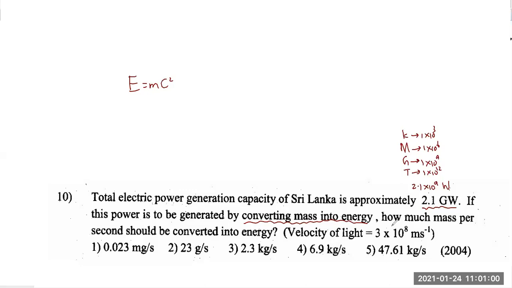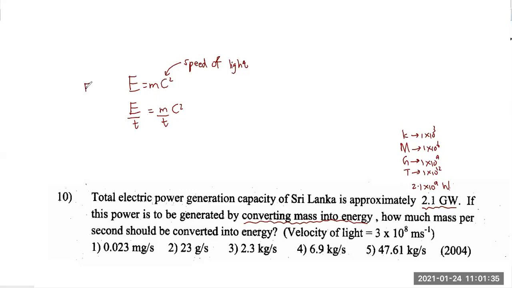But let's go to the question. How much mass per second should be converted into energy? And they are talking about power. Therefore, you have to divide either side by time in this equation. Energy divided by time equals mass divided by time into c square. And remember this c is actually the speed of light, because you are converting mass energy to light energy. If not, you are converting mass energy to an electromagnetic wave. So we all know electromagnetic waves can travel at the speed of light. That's why this equation comes.